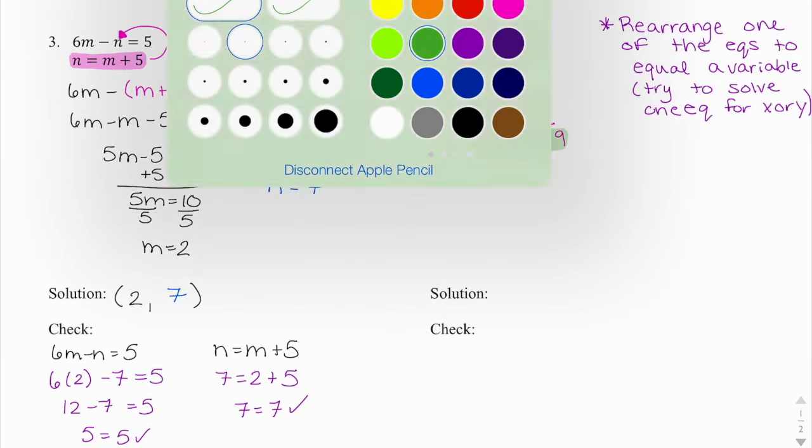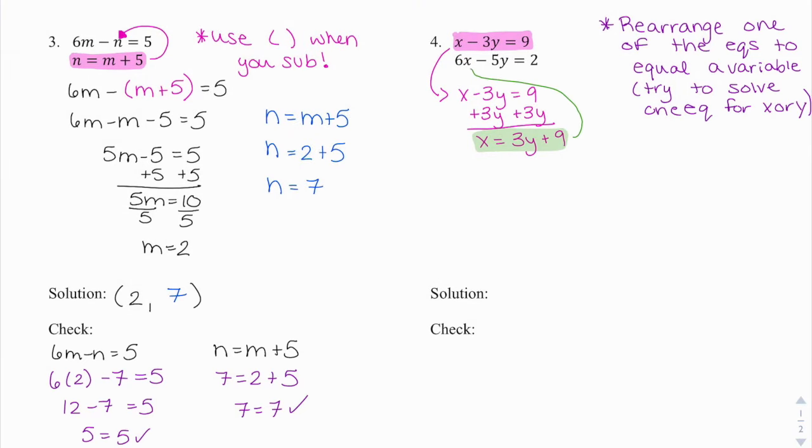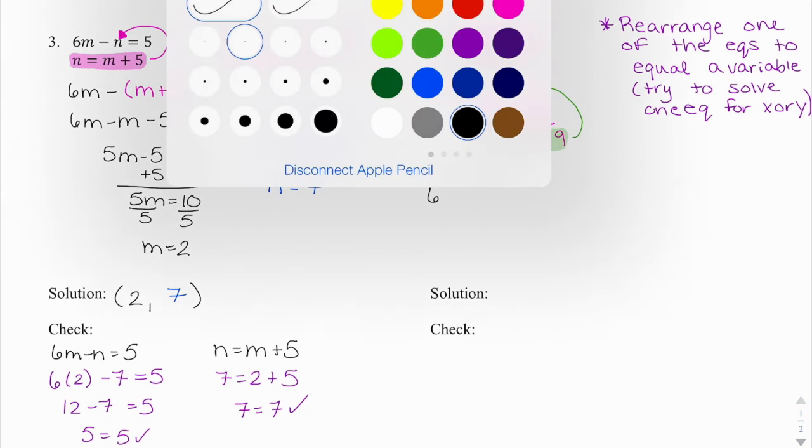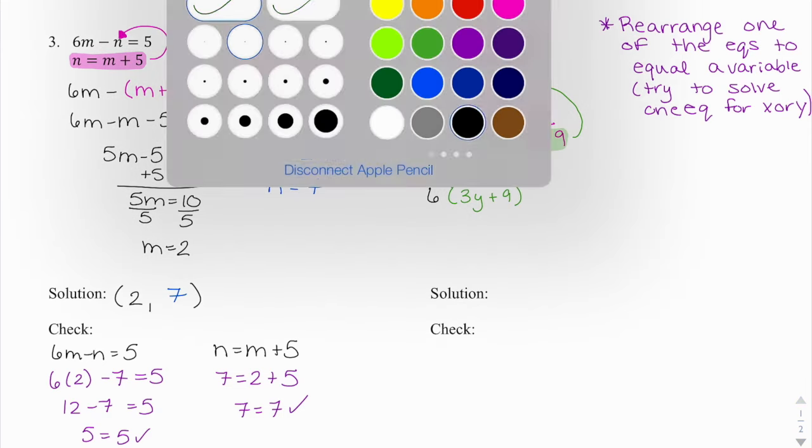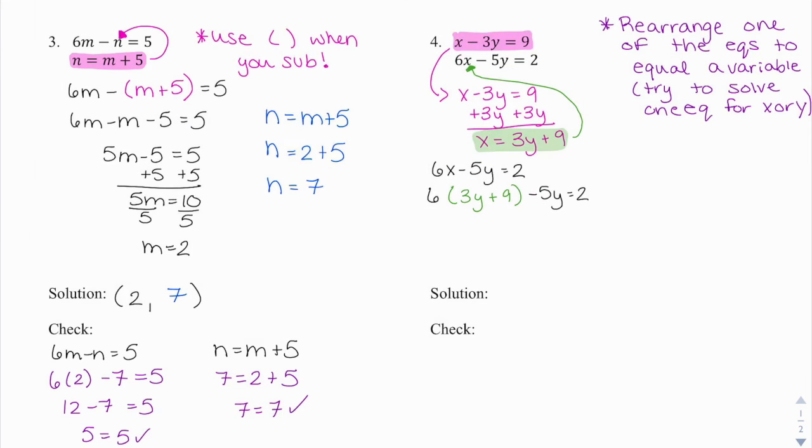So I can take my x and I'm going to put it up here for that x. So I had 6x minus 5y equals 2. I now have 6 times what x equals, which is 3y plus 9, minus 5y equals 2. Solve this. First step is to distribute. Combine like terms. I should have given myself more room on this problem.